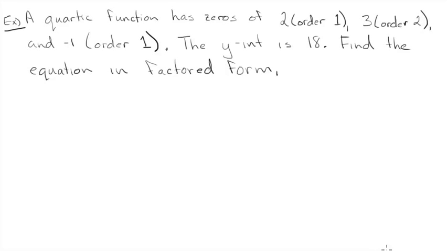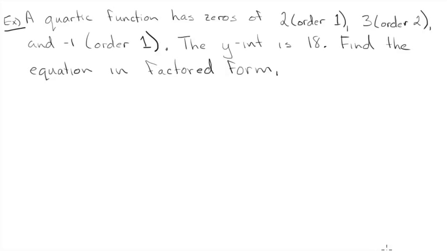Okay, in this video we're going to answer the following question. A quartic function has zeros 2, which has order 1, 3, which has order 2, and negative 1, which has order 1. The y-intercept is 18. Find the equation in factored form.